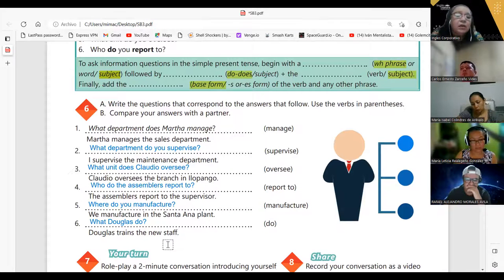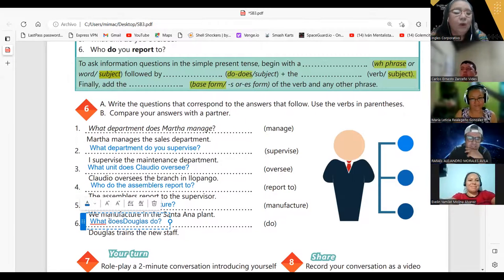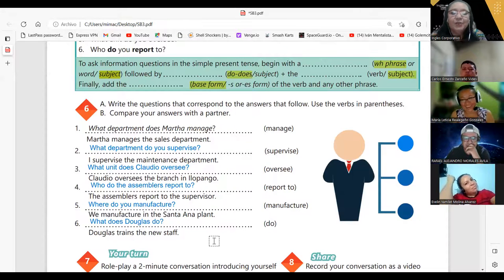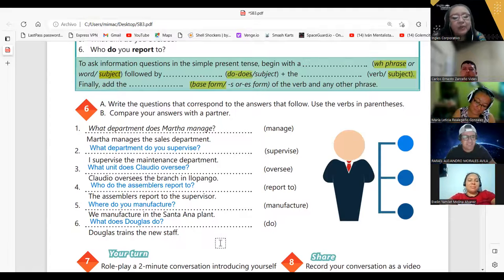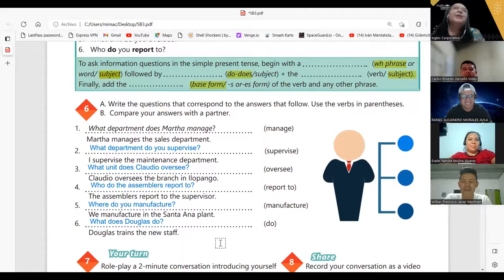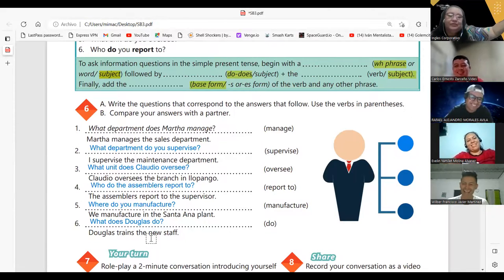What? Oh, no, my teacher. God. What does? Ay, my students. What does Douglas do? You have to tell me, teacher, okay? It is almost the time, so you say, what does Douglas do? Ah, Douglas trains the new staff. We were just leaving it to see if you'd notice. Oh, yes. Okay, because you dictated perfectly, okay?